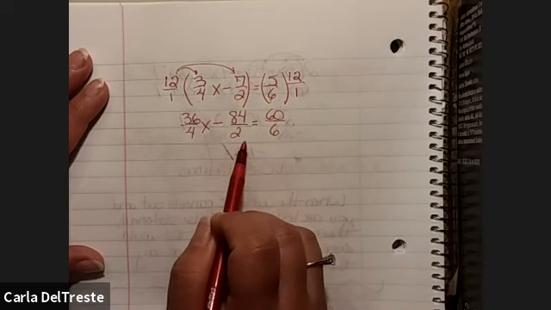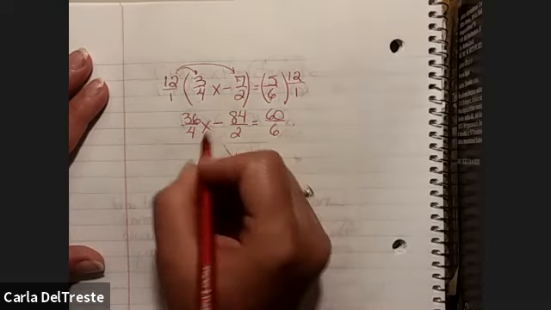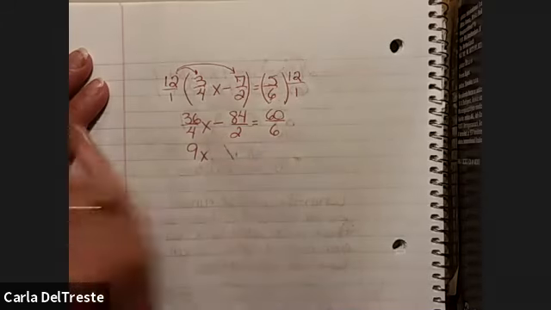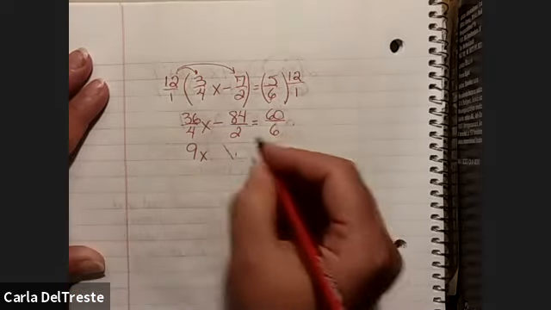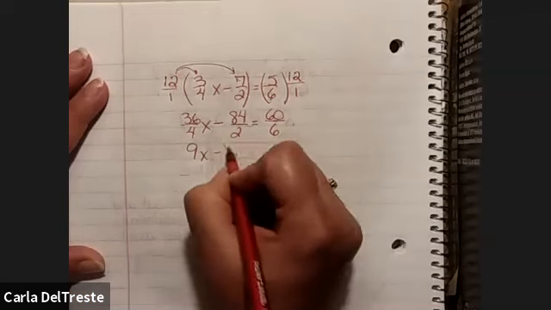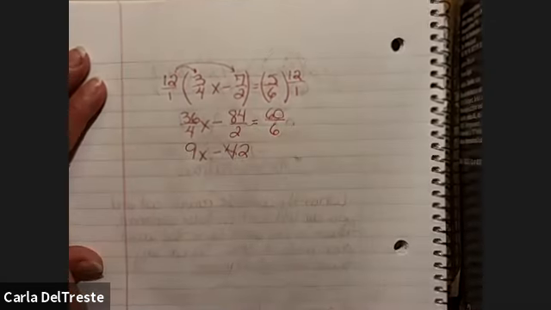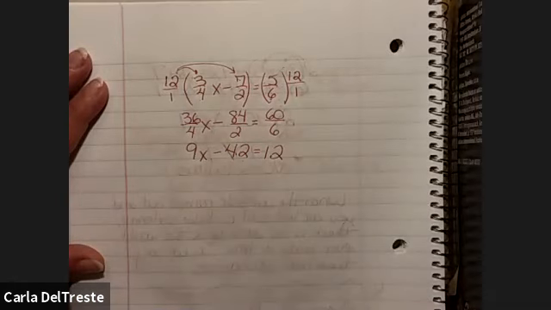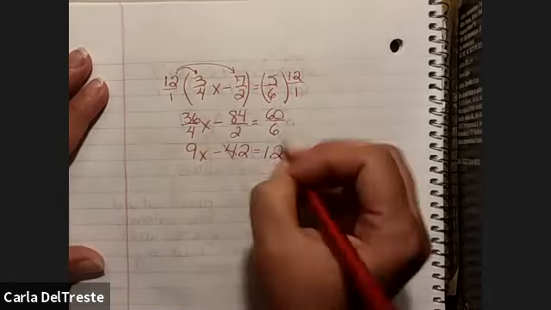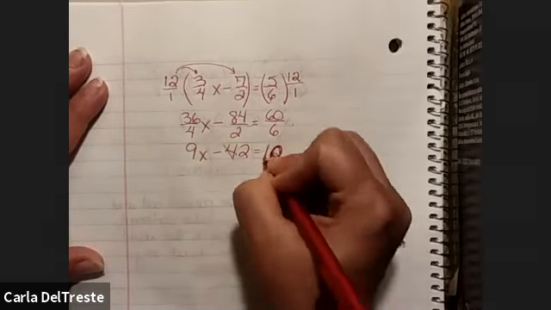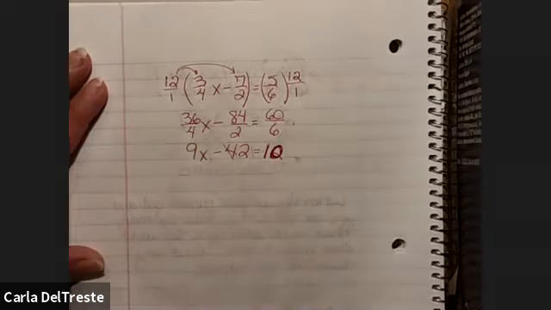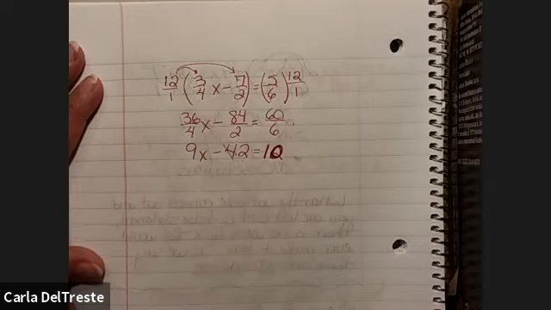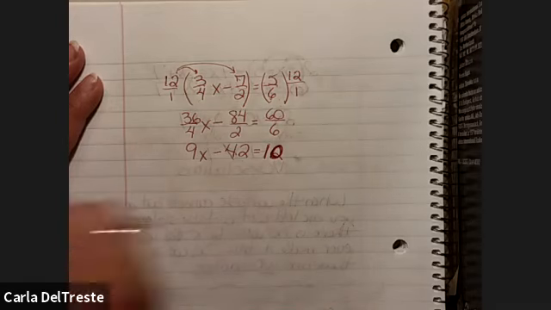Can they be simplified? 36 divided by 4 is a nice 9. 84 divided by 2 is a nice 42. And 60 divided by 6 is a nice 10. Sorry, 10. Look at that. All the fractions disappeared, which is exactly what we wanted them to do. The rest of this is basic algebra.